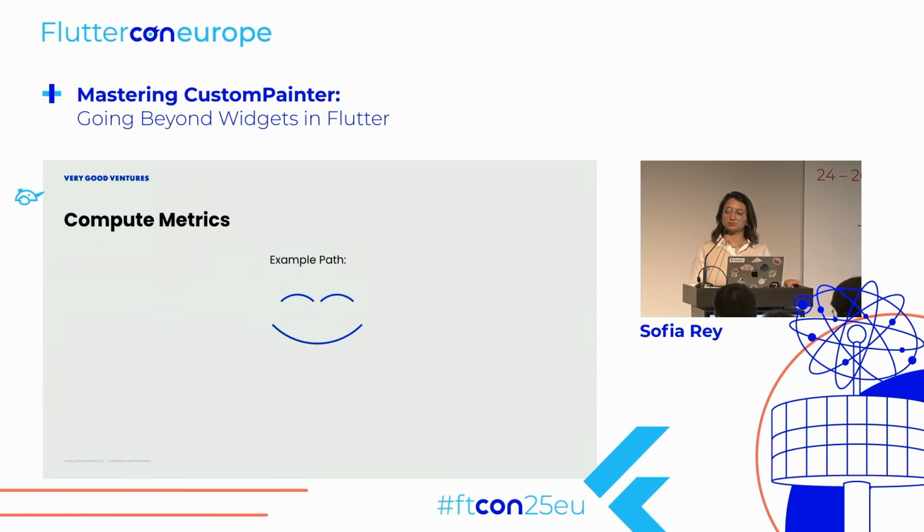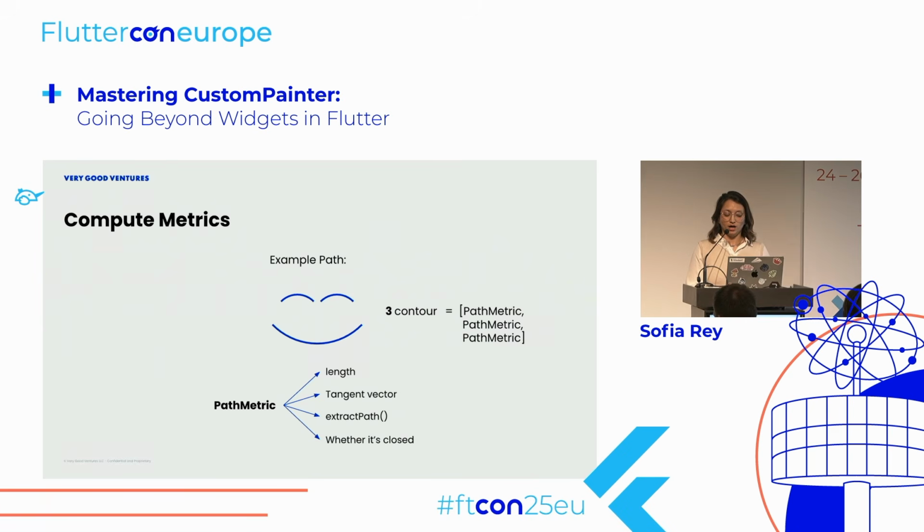So a path metric is basically a contour, which is a drawing, a non-stopping drawing, let's say. So in this example path, we will have one contour, then we do a move to, and we have two contours, and then we do a move to, and we have three contours. So if we do a compute metrics from this path, we will get a list of 3 path metrics. And from the path metric, we can get the length, the tangent vector, which will also provide us with the direction. And we can extract path and know whether it's closed or not, and more stuff.